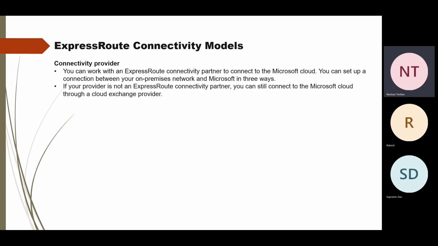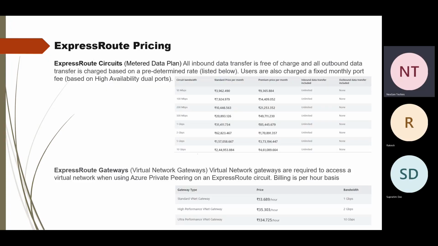Okay, so connectivity providers are there. If you don't have any Azure connectivity provider and you're using your own internet provider, which is not part of your Azure connectivity partners, then in that case you can also connect your corporate network with Azure. Okay, a lot of things are there.